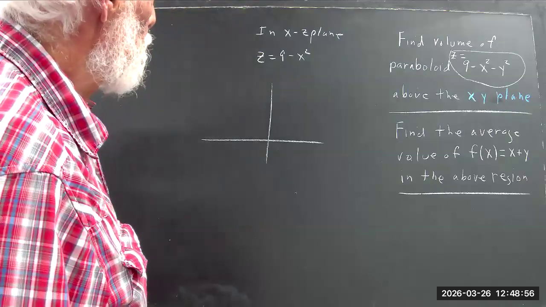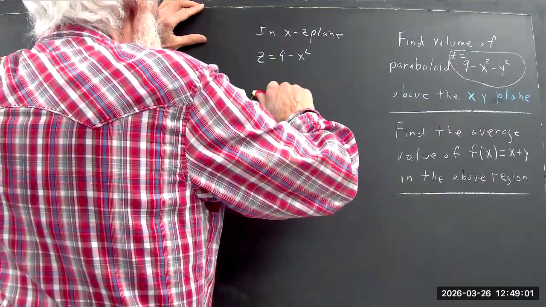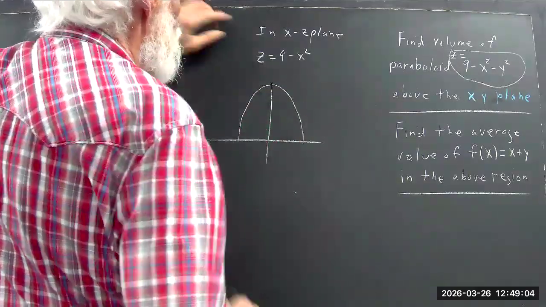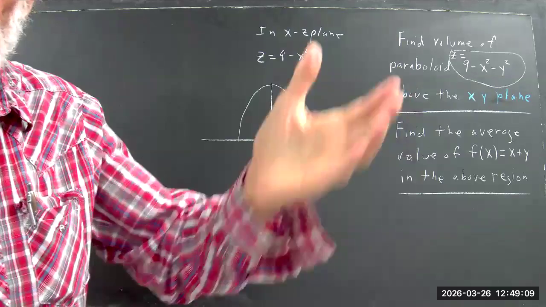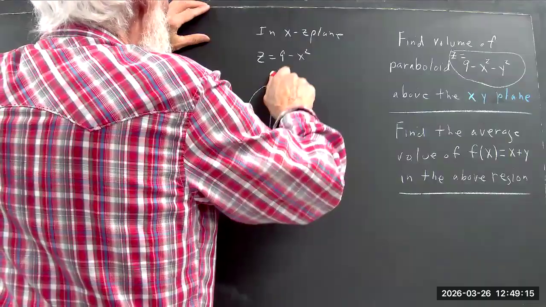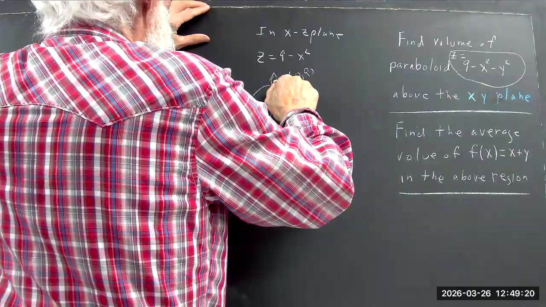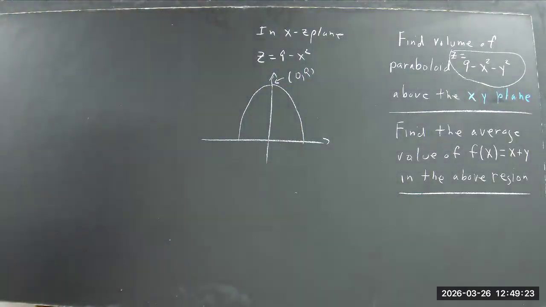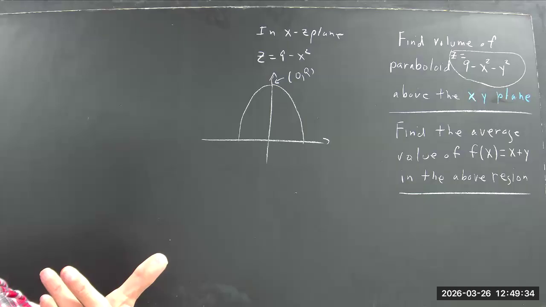Okay, so in the xz plane, z equals 9 minus x squared is an inverted parabola congruent to just the y equals x squared parabola. It goes through the point 0, 9. In the yz plane, it's the same, except it's y instead of x.